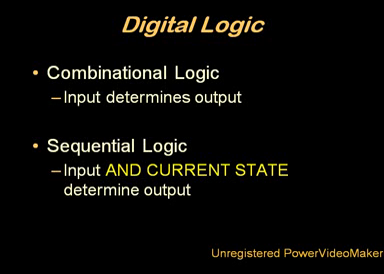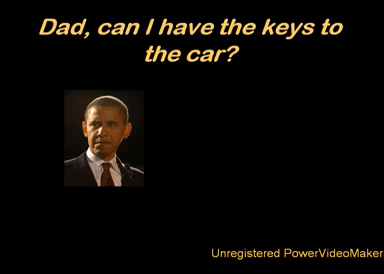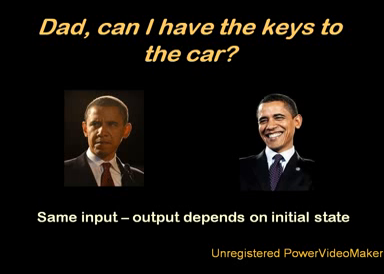For example, let's take a look at this input and the current state of Dad. Chances are, with Dad in that kind of a state, we will get the keys to the car. But what if Dad were in a different state? No keys tonight. The same input, but the output depends on the initial state.